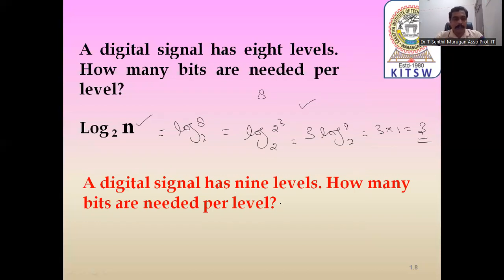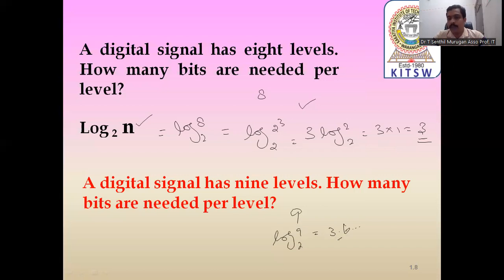So the next question, a digital signal has 9 levels. So the level is 9. How many bits are needed per level? So how can we calculate it? Log 2 of 9 we can calculate. Okay. So when we are calculating, the value we get is 3 point something. For example, 3.6. So what is the value we are getting? 3.6. So there is no 3.6 bits.